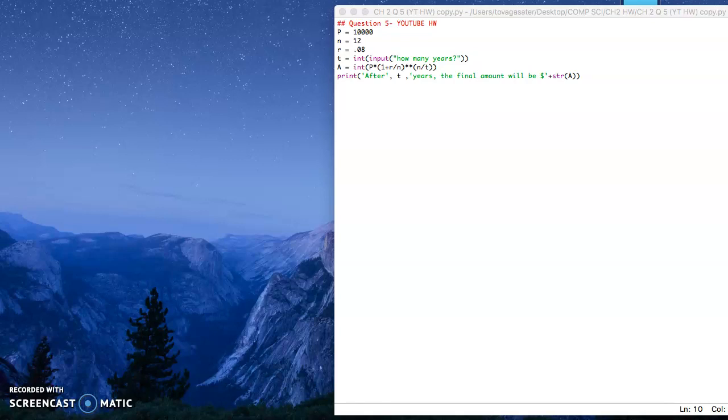Hello, my name is Tova Gaster, and I'm a student in Computer Science 110, and this is my code for question 5, chapter 2. So first of all, I'm going to define all the variables.